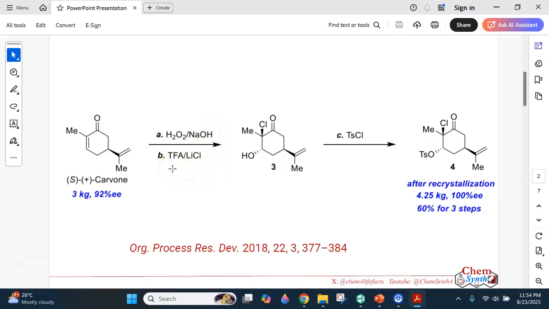And trifluoroacetic acid helped the protonation of the epoxide ring, followed by nucleophilic attack from this chloride, which helped the ring opening of that protonated epoxide, that provided this chlorohydrin intermediate. Here the secondary alcohol group was protected by using tosyl chloride to get intermediate molecule 4, which was recrystallized using methanol to get 100% enantiomer pure material.